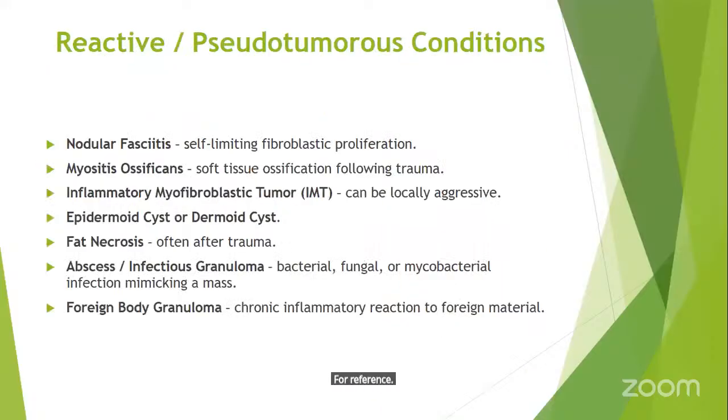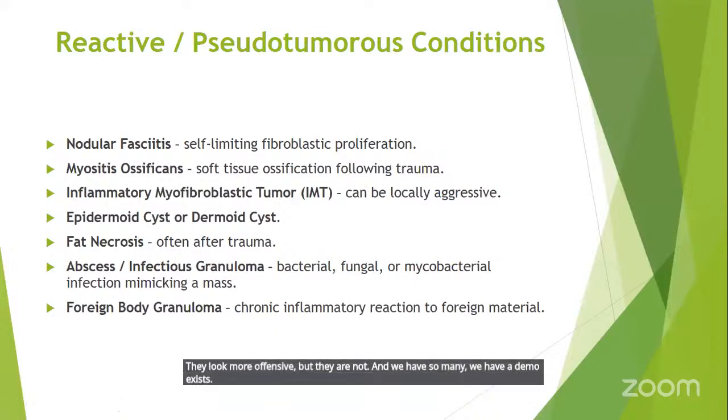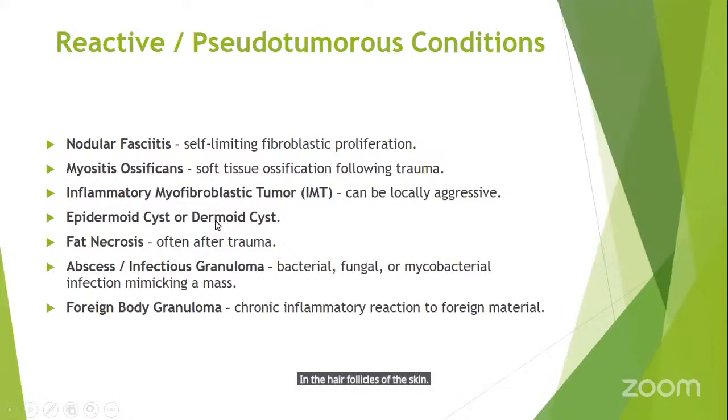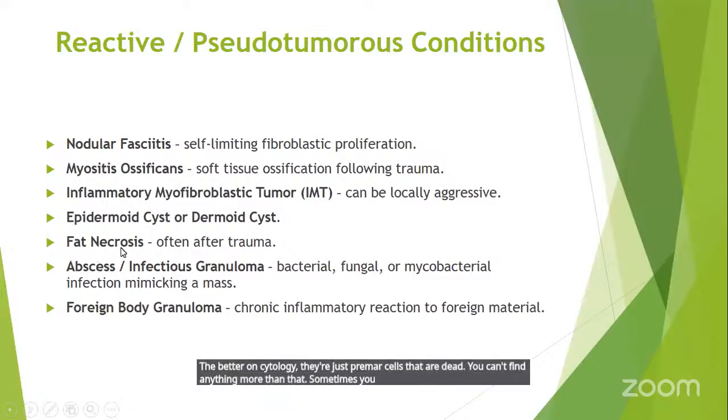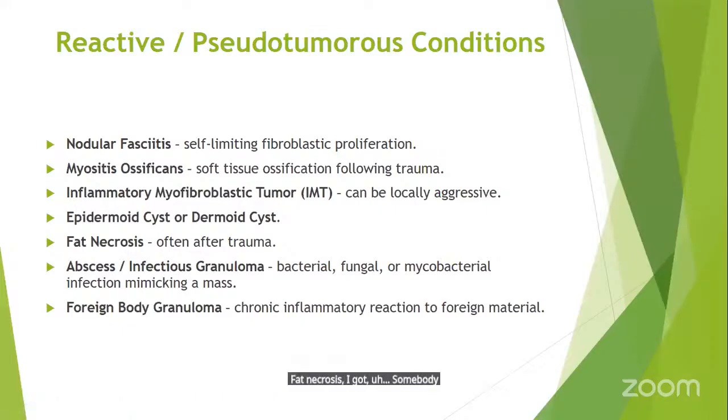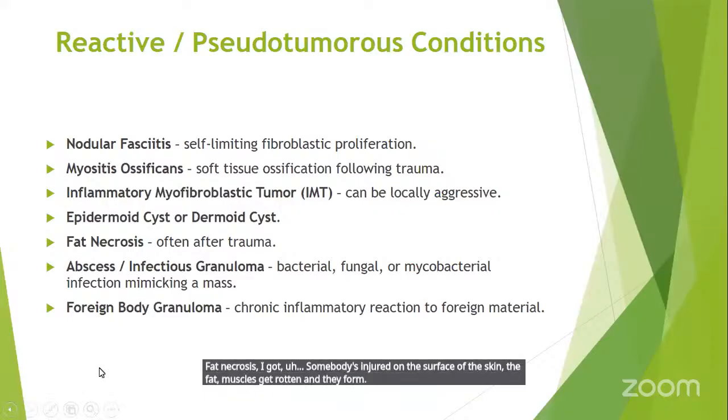Sometimes we have just reactive conditions. They look more like cancer, but they are not. We have so many, such as epidermoid cysts. These mostly grow in the hair follicles of the skin, and they form a certain pattern. But on cytology, they're just dead squamous cells. You can't find anything more than that. Sometimes you can have fat necrosis. Fat necrosis is like when somebody is injured on the surface of the skin, the fat gets rotten and forms something like a dead body.